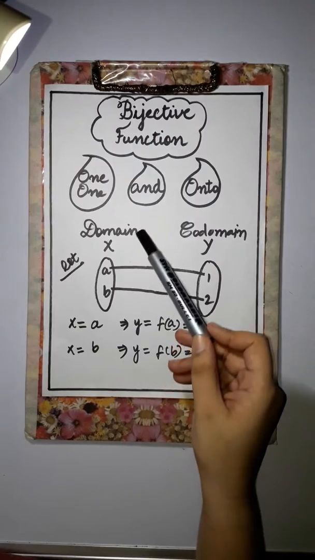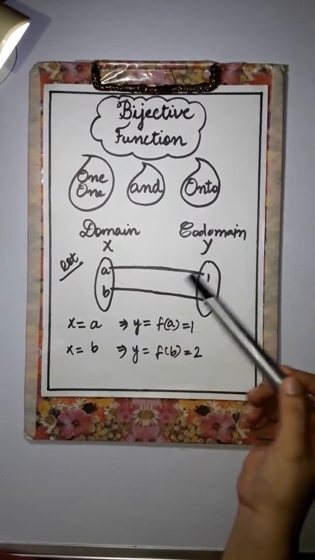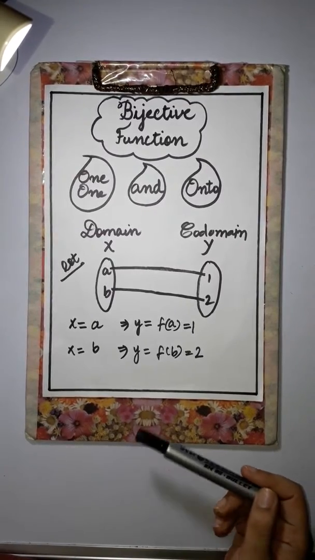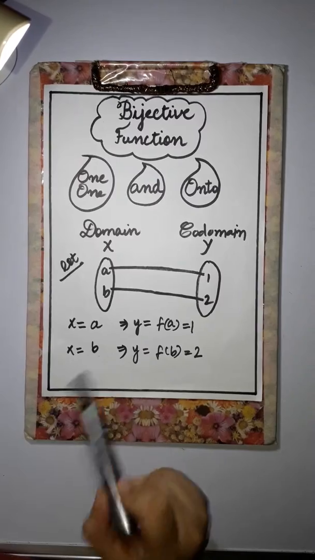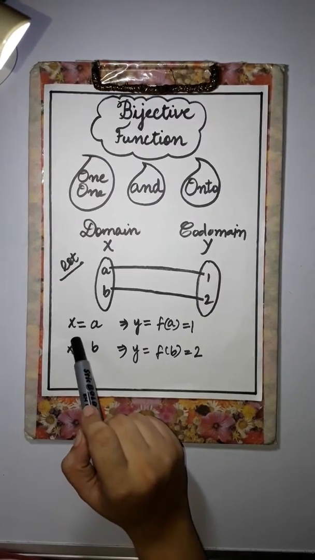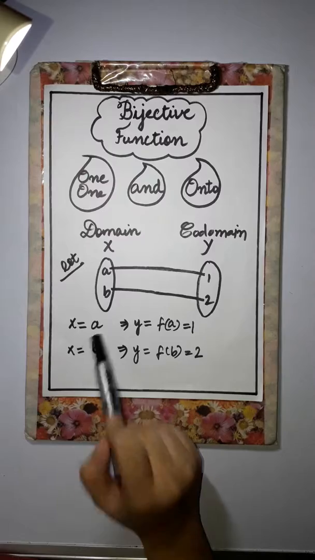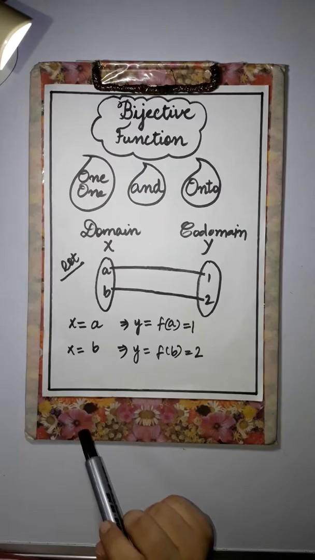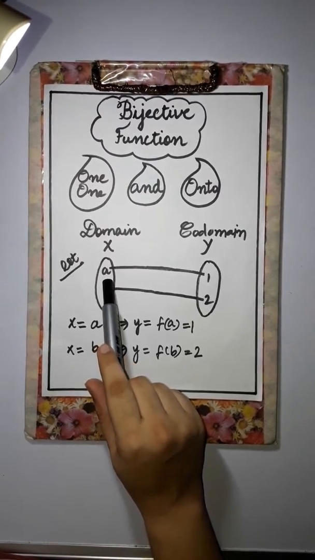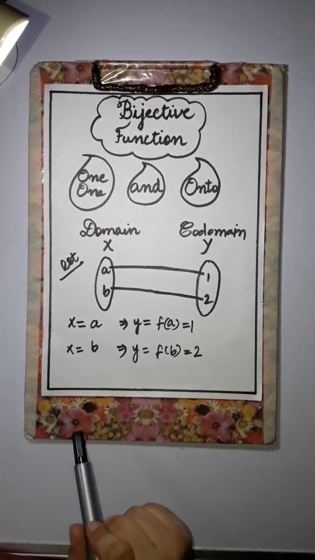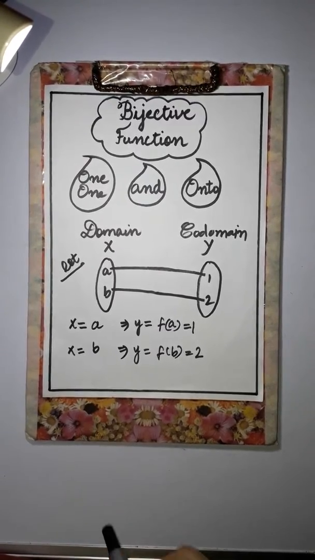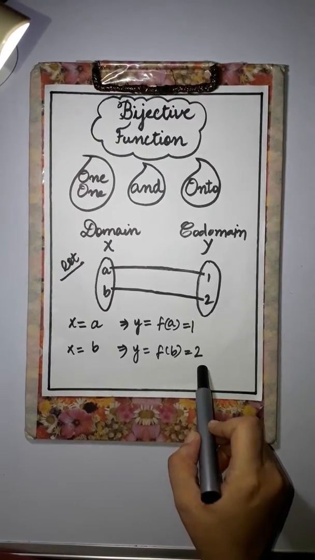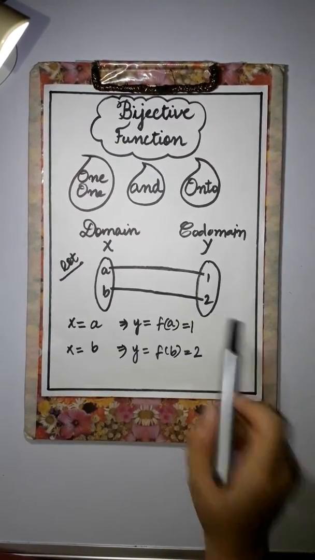So let's say we have a domain X with elements A and B and codomain Y with elements 1 and 2. So let us suppose it has a mapping like whenever we put X is equal to A, it will imply Y is equal to f of A, which will be equal to 1. And that's why we have mapped A to 1. And whenever X is equal to B, it will imply Y is equal to f of B, which is equal to 2. So that's why B is mapped to 2.